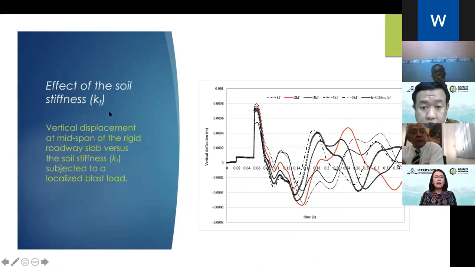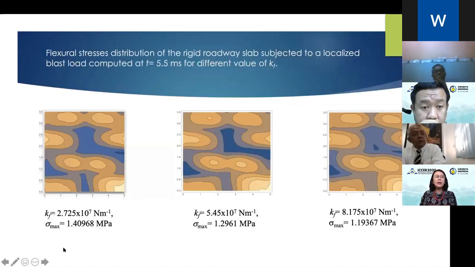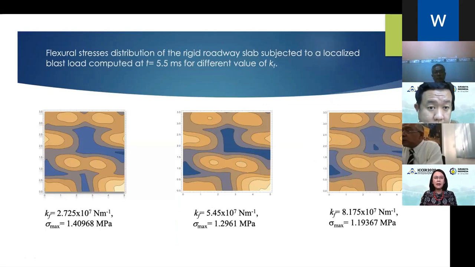The next one is the graph of the time history of the system, showing how the soil stiffness affects the response of the system. You can see by increasing the stiffness of the soil underneath the slab, the dynamic deflection will reduce. And this one is also the flexural stress distribution. By increasing the stiffness of the soil underneath the slab, the maximum flexural stress, sigma x, will be reduced from 1.4 MPa to 1.2 and then 1.1 megapascal.